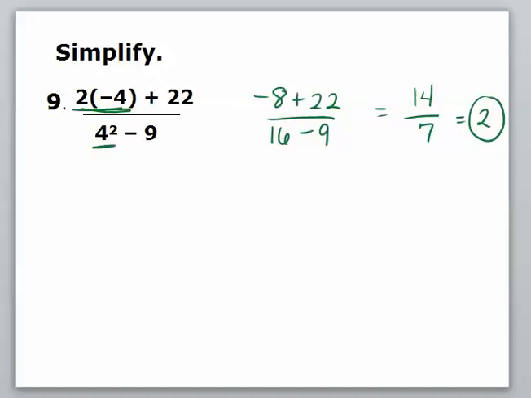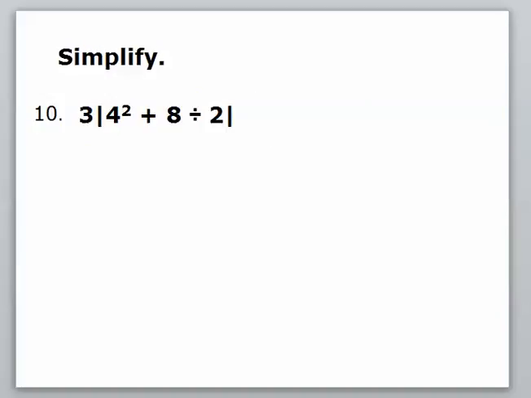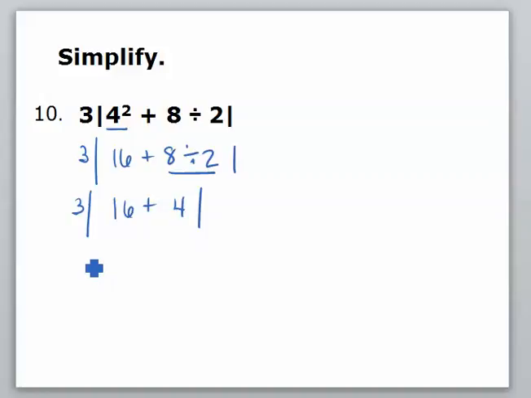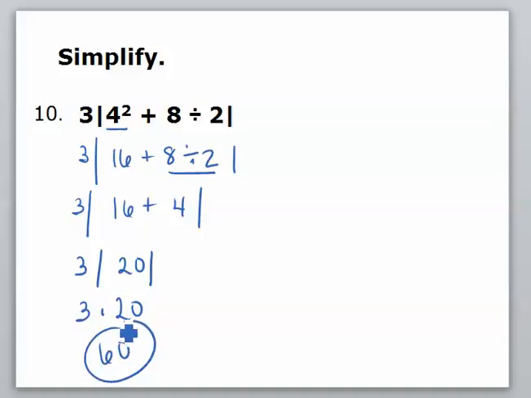In my next example, I see some absolute values. Absolute values are also like parentheses, so I'm going to just carry along the 3 for now. I'm going to do the exponent part first. So 4 times 4 is 16. Now inside the absolute values, I need to follow order of operations, so I need to do division next. So I have 16 plus 4, and then 16 plus 4 is 20. The absolute value of 20 is 20, so 3 times 20 is 60.